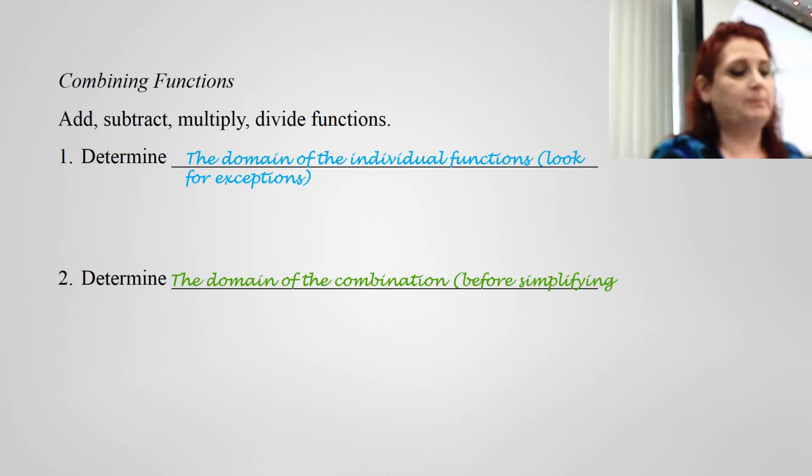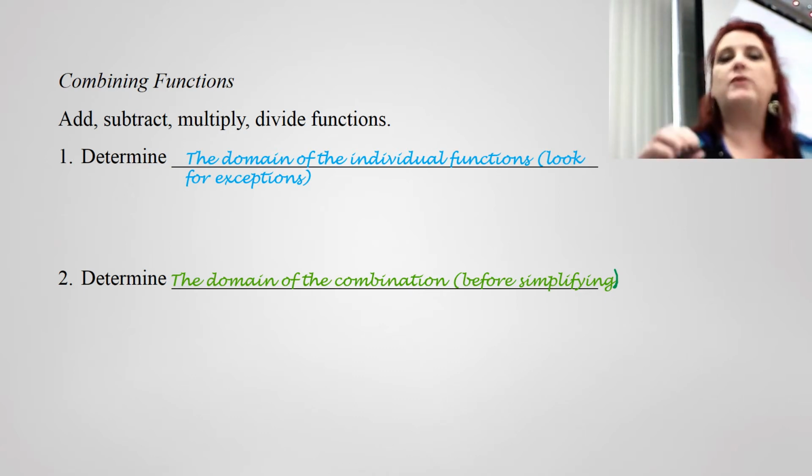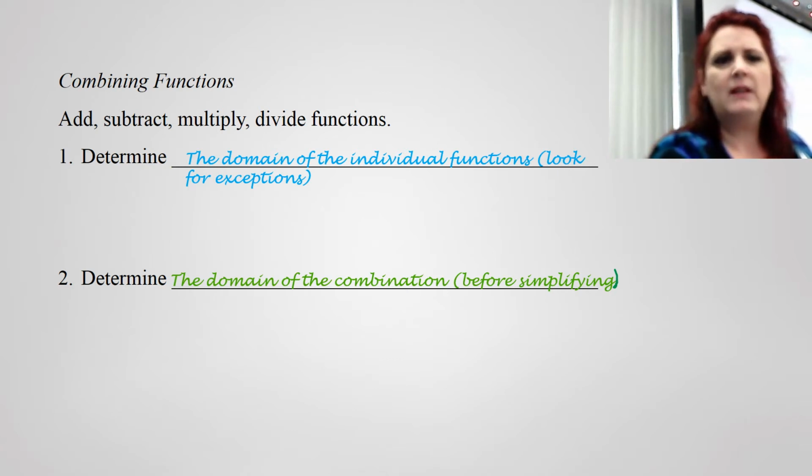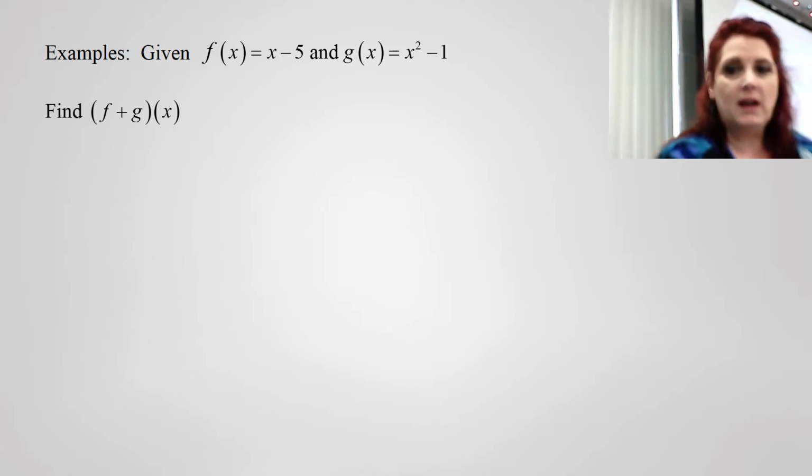additional exceptions before we would simplify anything. Oops, I forgot that. There we go. Before simplifying, and determine if there are any other things that we have to exclude from the domain. Let's look at some examples. So we're going to take two functions. The first function is f of x equals x minus 5, and the second function is x squared minus 1. Now, they both have no exceptions on their domains.